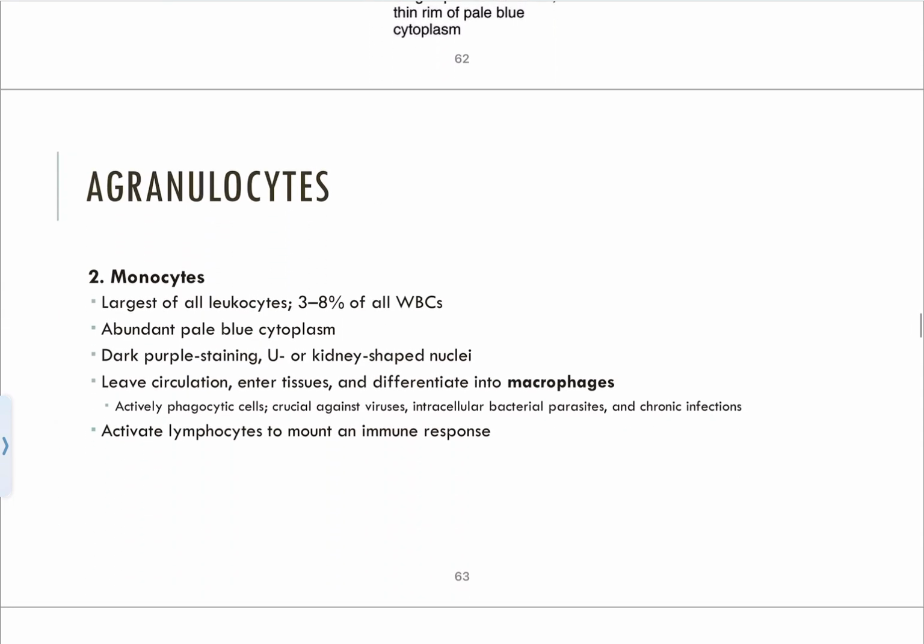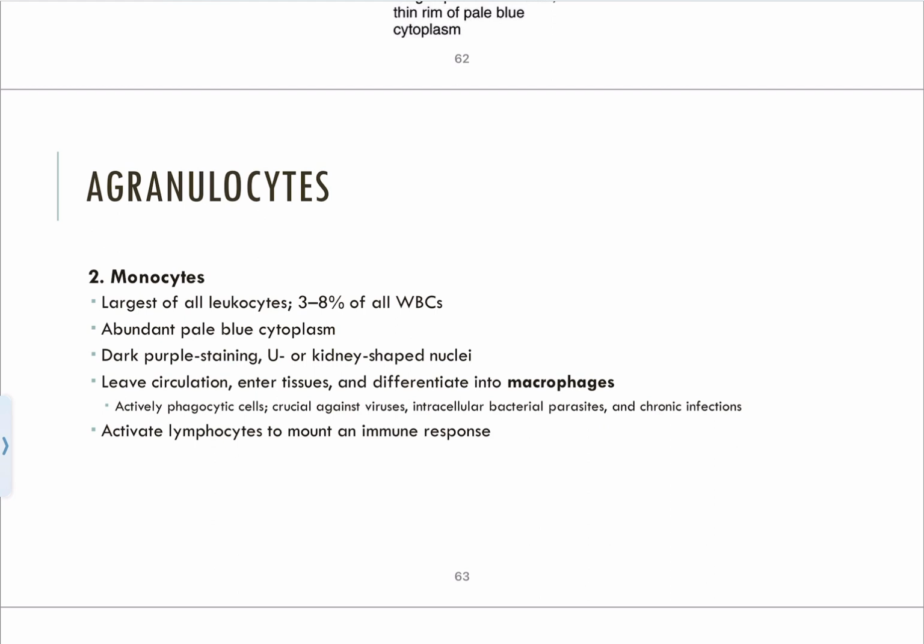And our final leukocyte is a monocyte. It accounts for about 3 to 8% of all the leukocytes that we have. And they are the largest white blood cell under the microscope. They have a really pale blue cytoplasm and a really dark staining nucleus, and typically it's purple. And if we're talking about the shape of the nucleus, it's typically a U shape or a kidney shape.